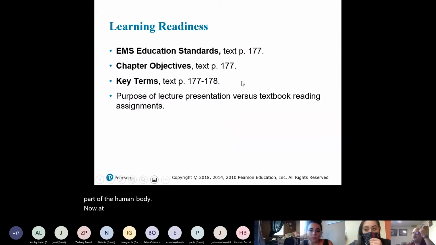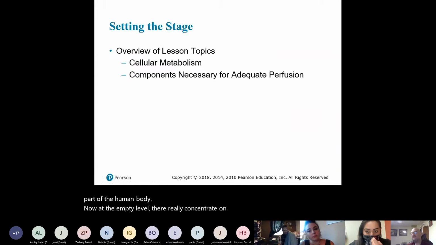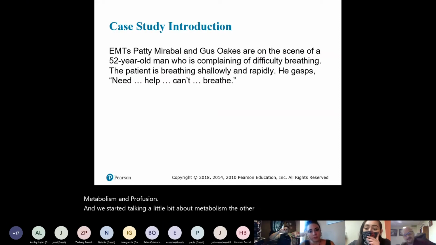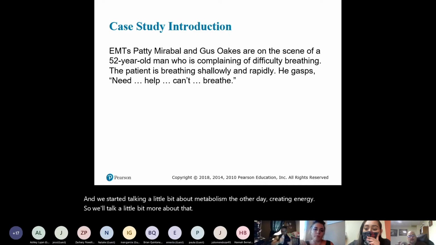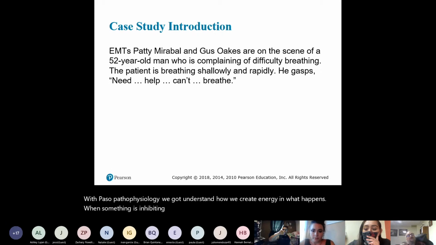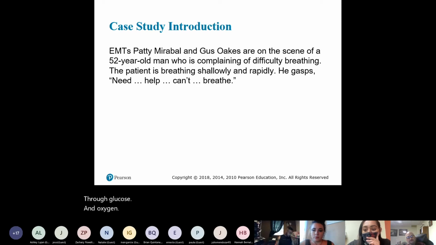Now, at the EMT level, they really concentrate on metabolism and perfusion. And we started talking a little bit about metabolism the other day, creating energy. So we'll talk a little bit more about that. So with pathophysiology, we got to understand how we create energy and what happens when something is inhibiting the body's ability to create energy. There's two ways we do that. Through glucose and oxygen. If we're not eating or we have an issue with sugar like diabetes, we'll have an issue getting that sugar. This will concentrate more on the perfusion part, which is the oxygen delivery to the tissues themselves. So there are things that could interfere with that.